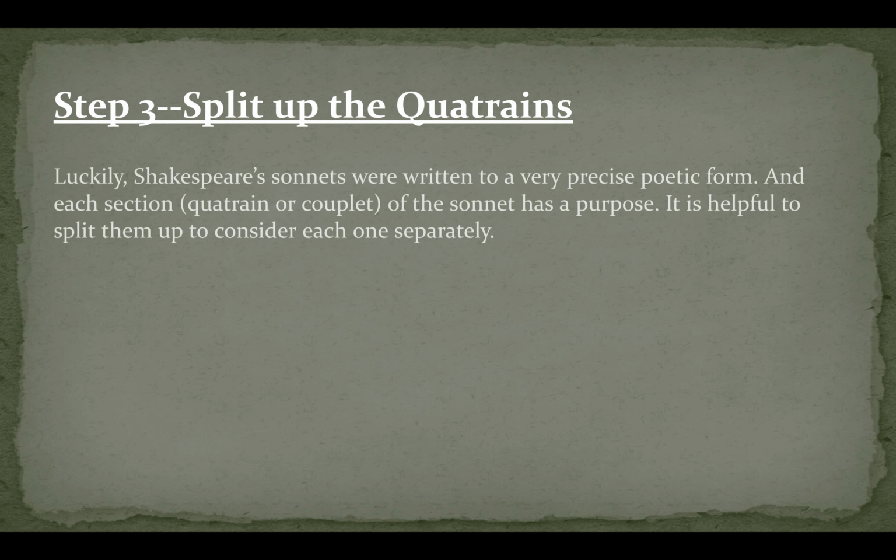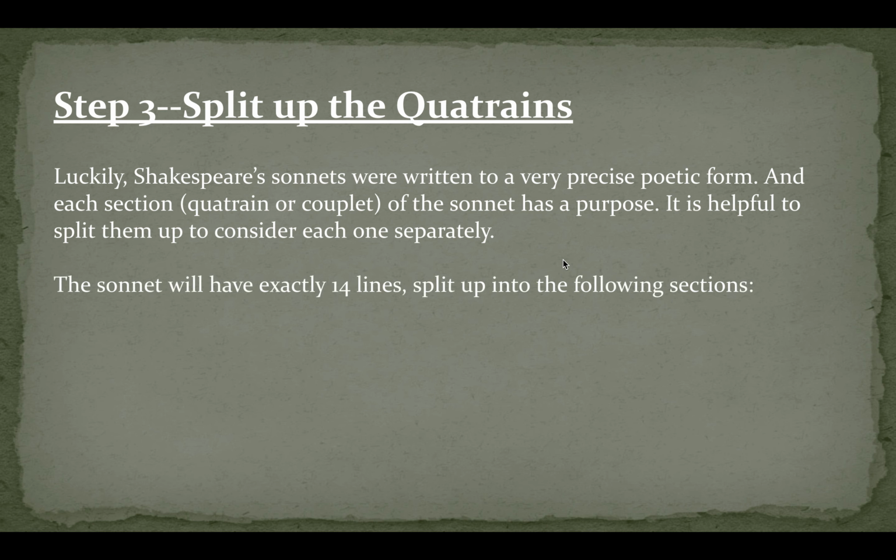Next step is to split up the quatrains. Now we've talked about how Shakespeare's sonnets were written in a very precise poetic form consisting of quatrains and couplets. Each of those sections, quatrain or couplet, has a purpose. And if you can split them up, then you can say, oh, okay, this is what's going on here, this is what's going on there.